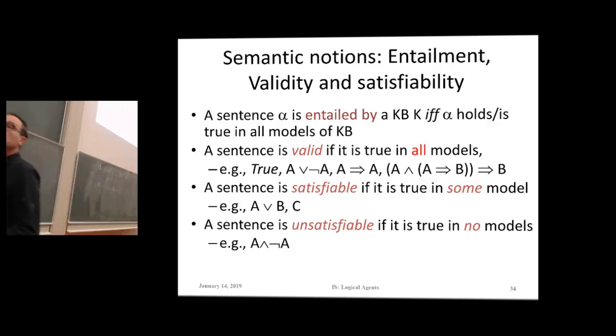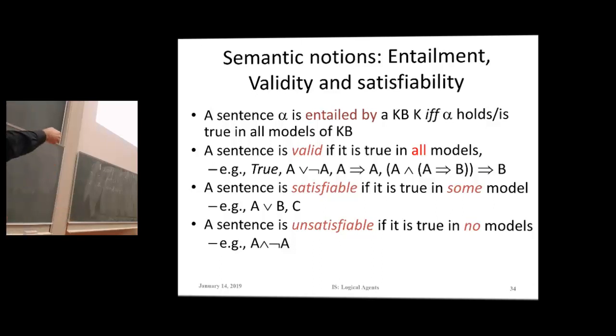And based on this definition, we can now build up a powerful vocabulary of what you can do with these logics, namely define the notion of entailment. A sentence alpha is entailed by a knowledge base if and only if alpha holds in all the models of the knowledge base. And based on this notion of entailment and models, we can also define a notion of validity. So if something is true in all the models, then it's called a tautology and it's called valid.